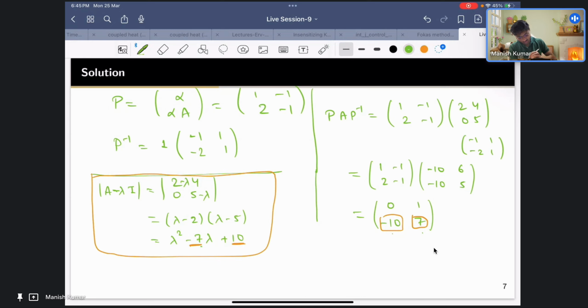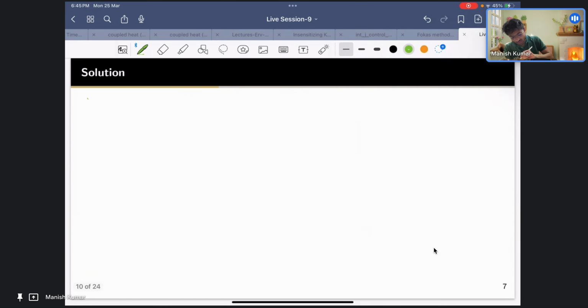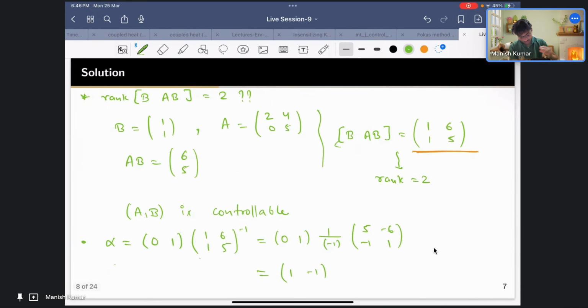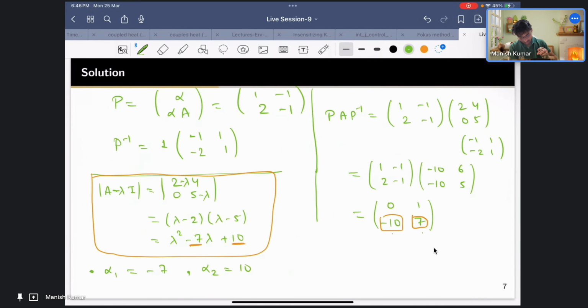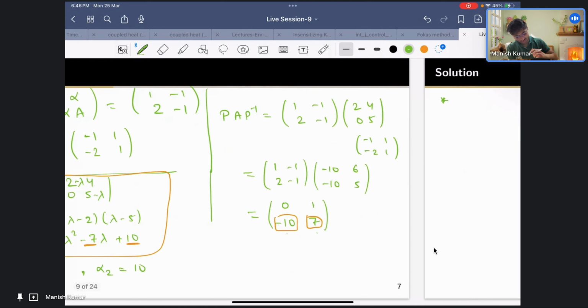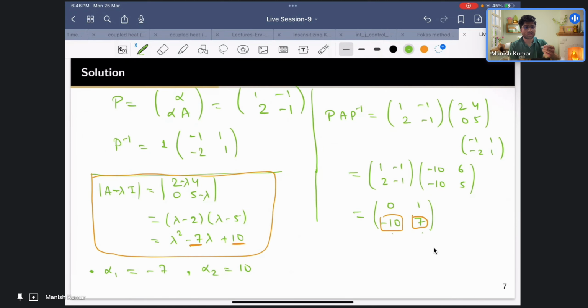Okay, so from the coefficients what I can say, I am assuming this alpha 1 to be minus 7 and alpha 2 to be 10. So I am just taking the coefficients. Okay, so this is alpha 1 and alpha 2. Now, so this was coming from the coefficients of the characteristic polynomial of A.